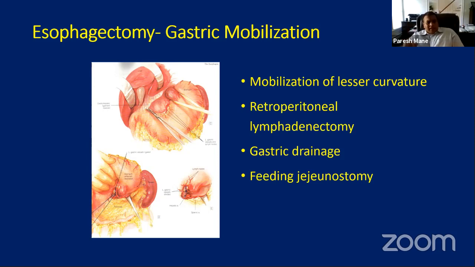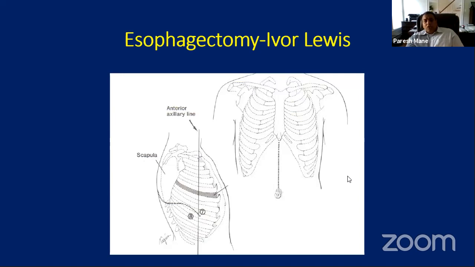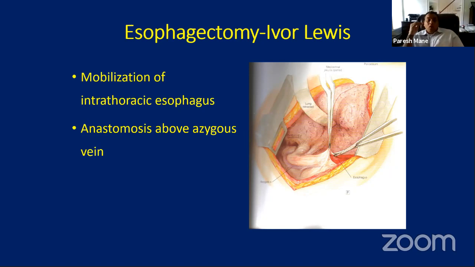Ivor Lewis, 2 parts. First, you'll do the abdominal portion of it, the laparotomy, and then you'll flip the patient over and do a thoracotomy, typically the 5th or 6th space, depending on how high the tumor is. And you want to do the anastomosis as high as possible. I would typically go above the azygos vein.